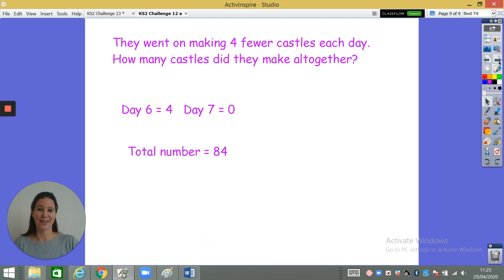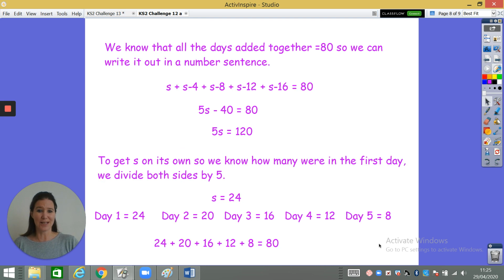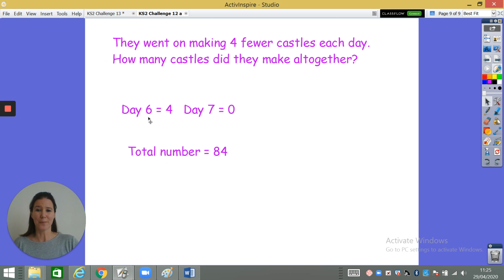Okay. The second part of that was, if they went on making 4 fewer castles each day, how many castles did they make altogether? So if we count back again, we had day 5 was 8. So if we take away 4, day 6 will be 4. Day 7, 4 take away 4 is nothing. So if we add on the 4 from day 6, the total number of sandcastles they would have made is 84. I hope that wasn't too tricky for you.